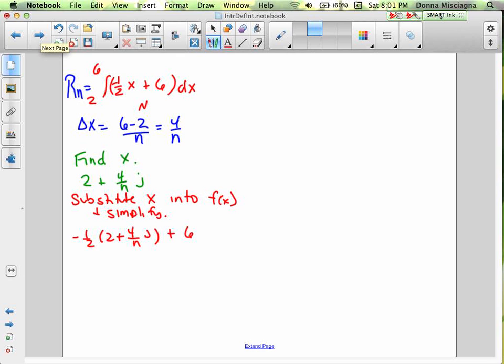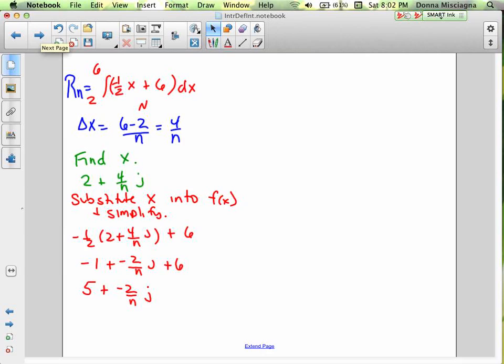All right, so we'll distribute that. That would be negative 1 plus that. So negative 1/2 times 4 over n, that's going to be negative 2 over n j, plus 6. Let's combine those like terms. So we have 5 plus negative 2 over n j.